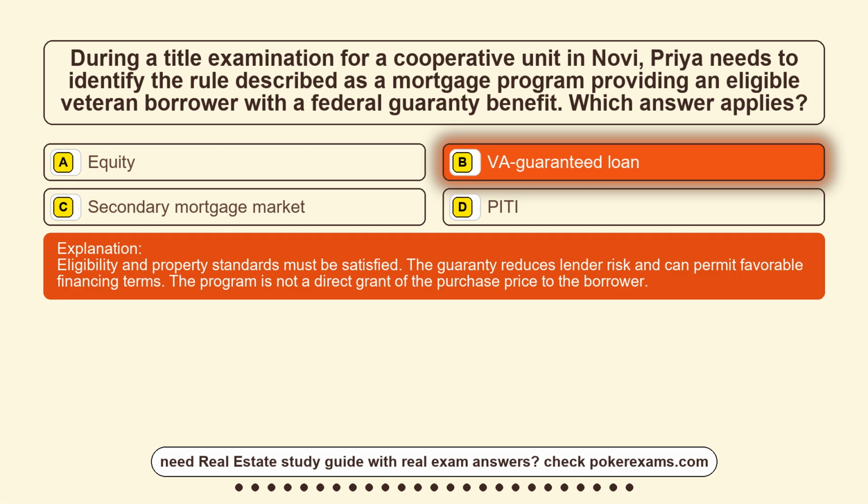Eligibility and property standards must be satisfied. The guarantee reduces lender risk and can permit favorable financing terms. The program is not a direct grant of the purchase price to the borrower.